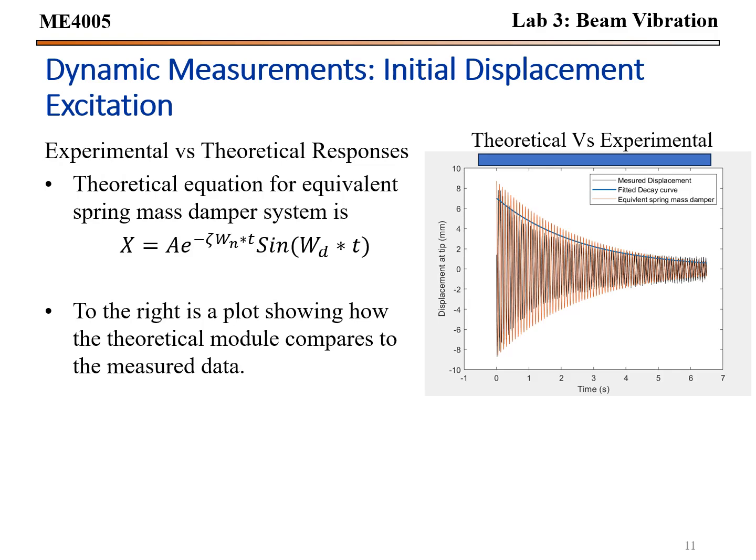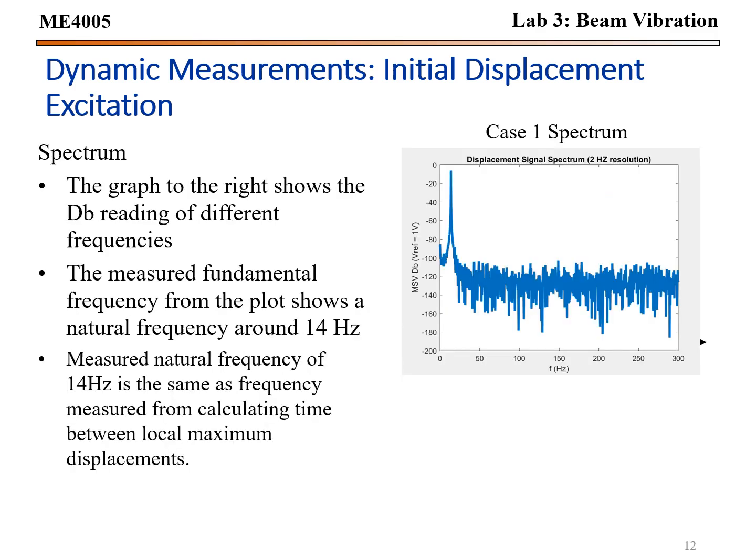A spring mass system was then modeled using the following equation from the previous data that we collected, orange being the equivalent spring mass and black being the actual data observed. And then a spectrum analysis was performed to see what frequencies the system was vibrating at. As shown, there's a peak at around 14 hertz, which did match our damped natural frequency from before.